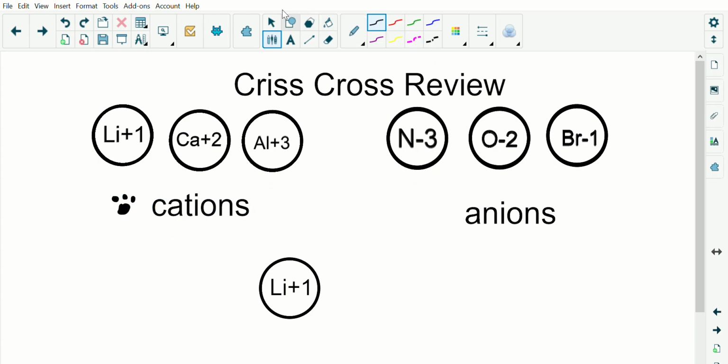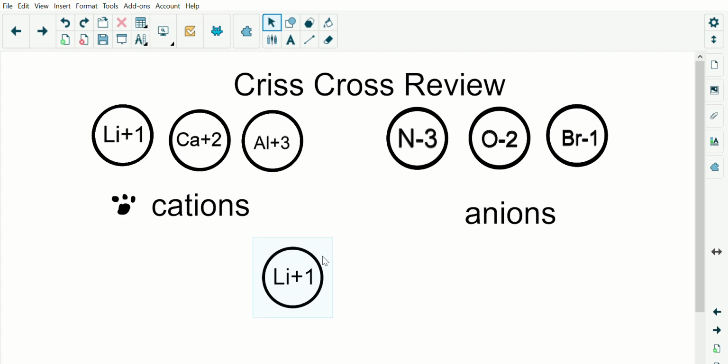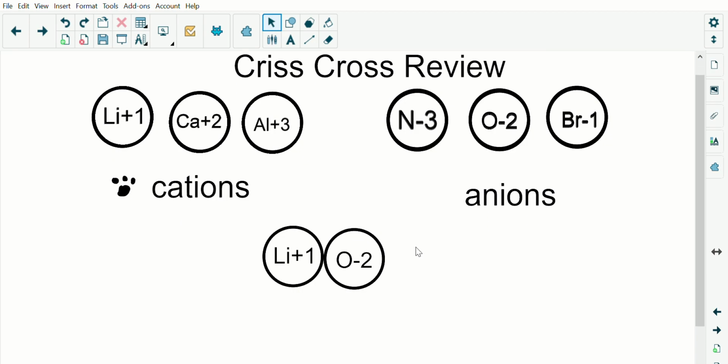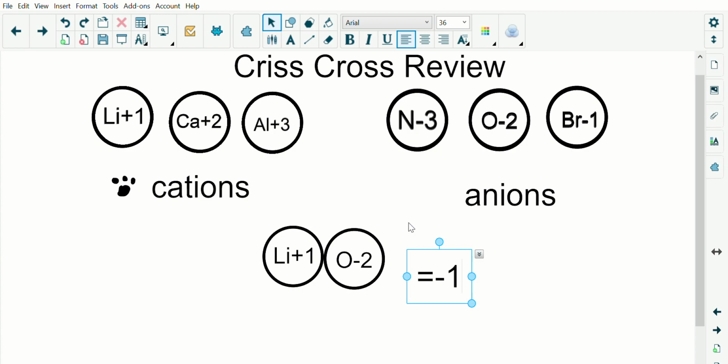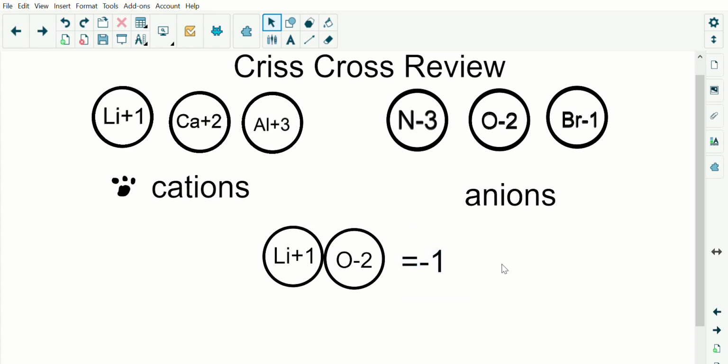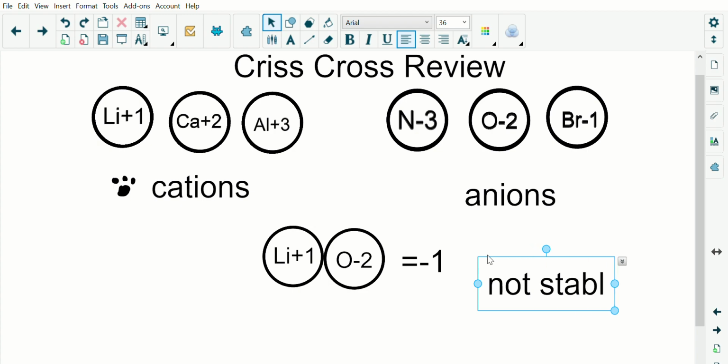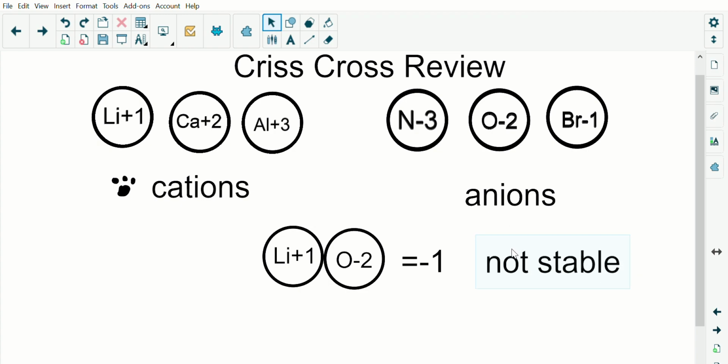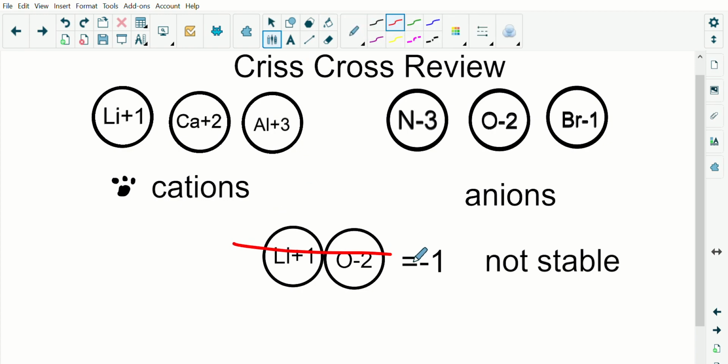Now, here's what we're going to do. If I have a +1, if I have lithium, and I'm putting the lithium together, for example, with oxygen, you'll notice immediately that this isn't going to work because overall the charge of this is -1. That's a no-no, okay? So from doing the crisscross, you would know that this is not stable, which means it's not actually going to happen in the real world. So again, this, well, is wrong.